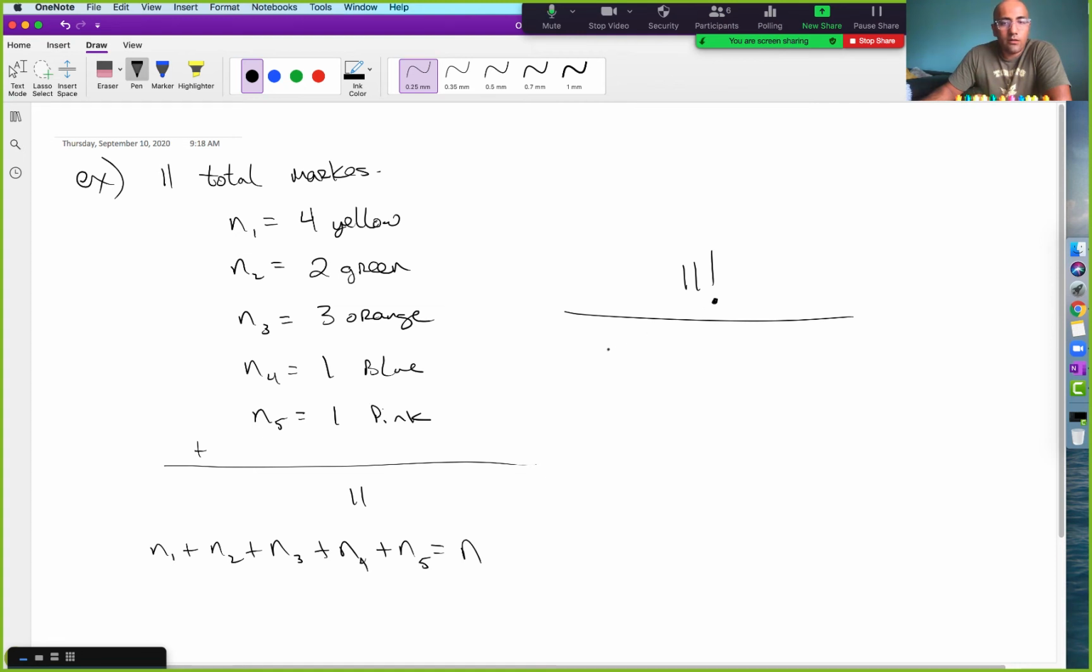But they're not all unique. We have to divide away all these other factorials. So it ends up being divided by 4 factorial, divided by 2 factorial, divided by 3 factorial, divided by 1 factorial, divided by 1 factorial, right? We divide away the number of ways to move around the yellows when they're undetectable, the number of ways to move around the greens, to move around the oranges, and then the blue and the pink.